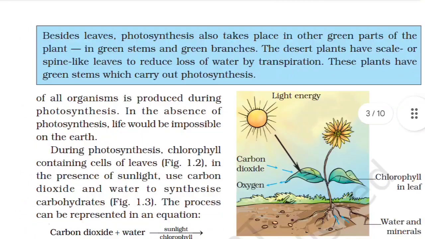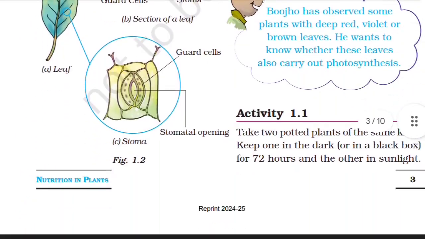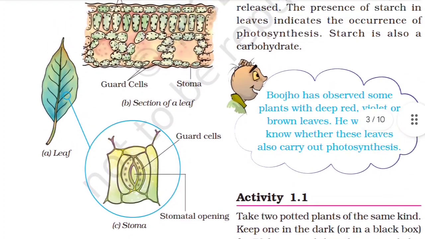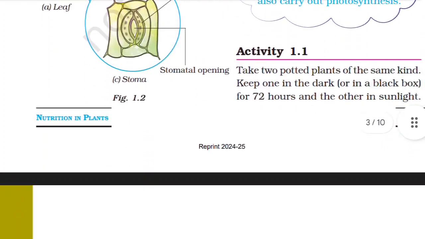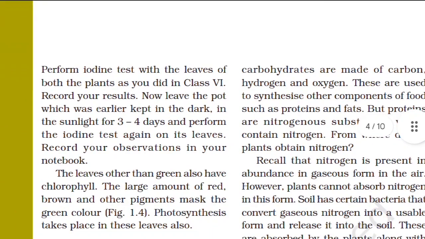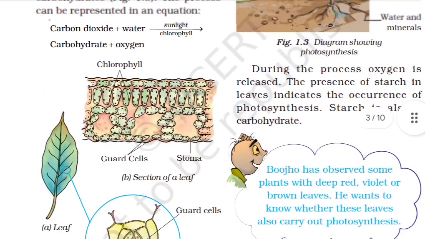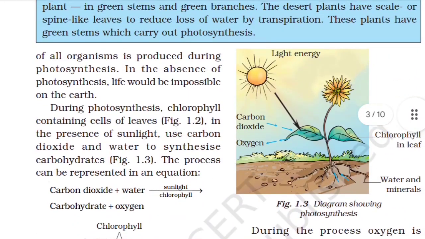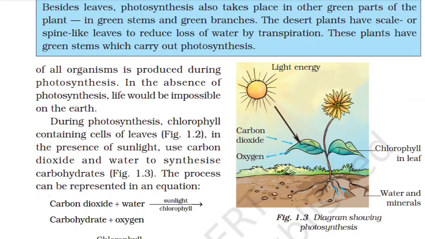Then animals take that food prepared by the plant, and also in this process, the plant releases oxygen, which is the basic component of our life. We can't survive without oxygen.